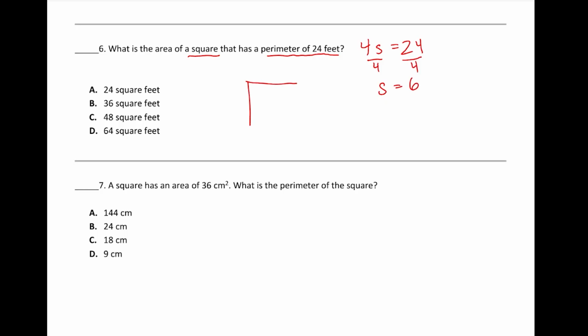So we've got a square that has a side length of 6, and we want to know what is the area. So 6 times 6 is 36. Our answer is B.